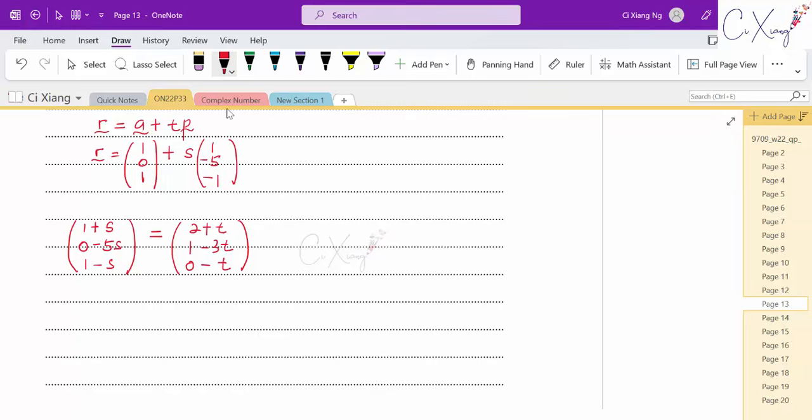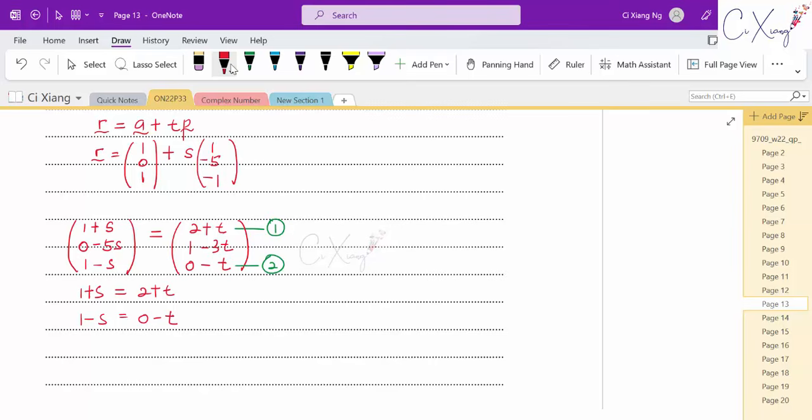Okay, so from here, what we can see is that we are having 3 equations: equation number 1, 2, and 3. I will treat this as equation number 1, and this one is equation number 2. If I write it out again, my equation number 1 and number 2 will be something like this. 1 plus s equals 2 plus t. This is equation number 1. And then 1 minus s equals 0 minus t. This is equation number 2.